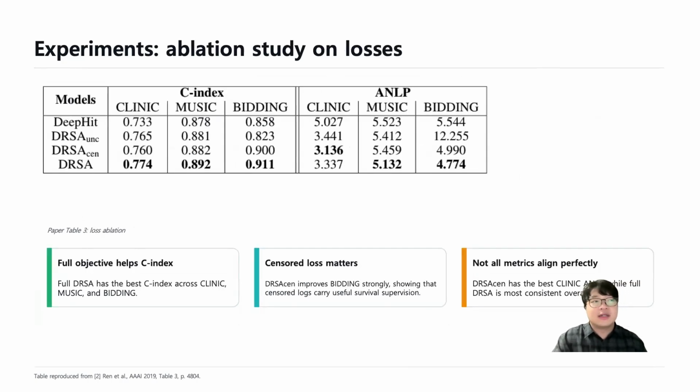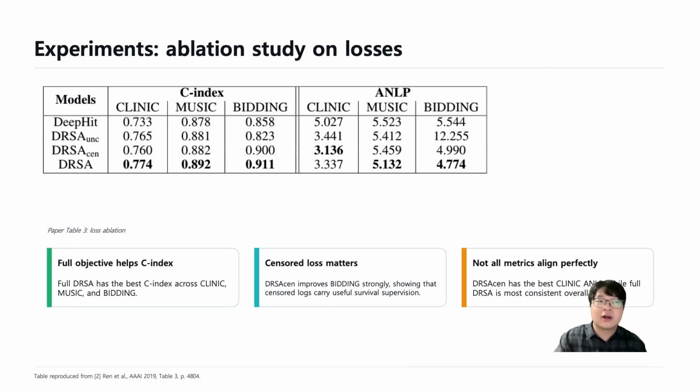In the ablation study, the paper compared the full DRSA objective with variants that remove some loss components. The full DRSA model achieved the best C-index across clinic, music, and bidding. This shows that using all loss components is helpful for ranking event time. The ablation also showed that censored loss matters, in particular DRSA improves performance strongly on bidding, which suggests that censored auction logs provide useful survival supervision.